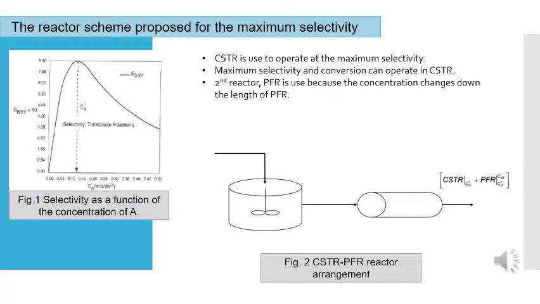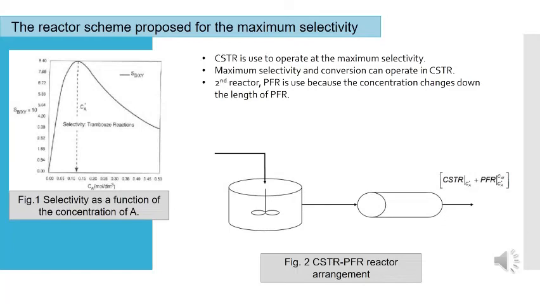Today, I would like to propose a reactor scheme to achieve maximum selectivity. Which reactor can be used to maximize the selectivity? We need to use reactors that can operate at a given concentration. A PFR cannot be used because the concentration varies from the entrance concentration. As we can see from figure 1, selectivity as a function of the concentration of A, at lower concentration it is not operating at the optimum concentration. So the CSTR is much more suitable to operate at a given concentration.